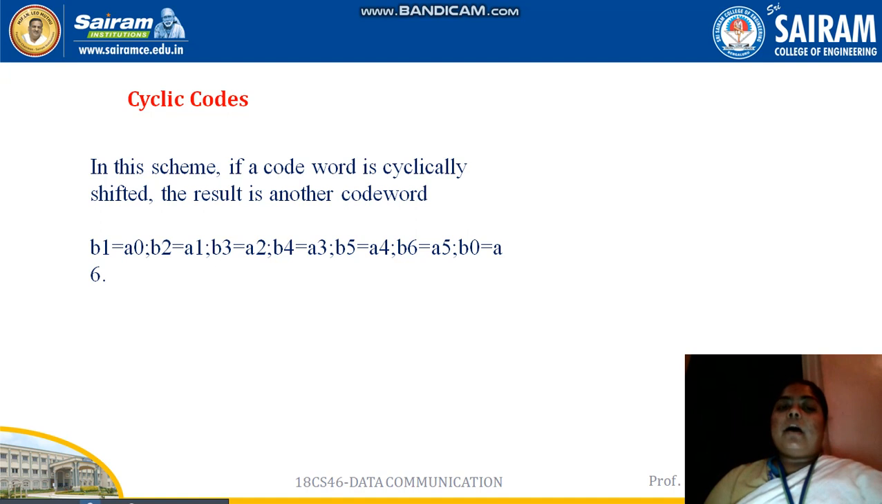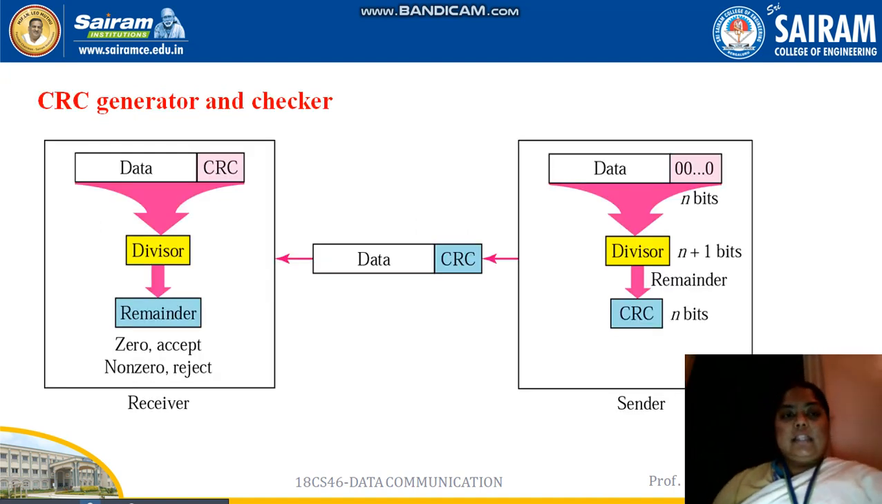In this scheme, if a code word is cyclically shifted, the result is another code word. Meaning, I am going to consider B1 equal to A0, B2 equal to A1, B3 equal to A2, and so on. This is what our code word cyclically shifted gives: another code word. Then this is our CRC generator and checker.